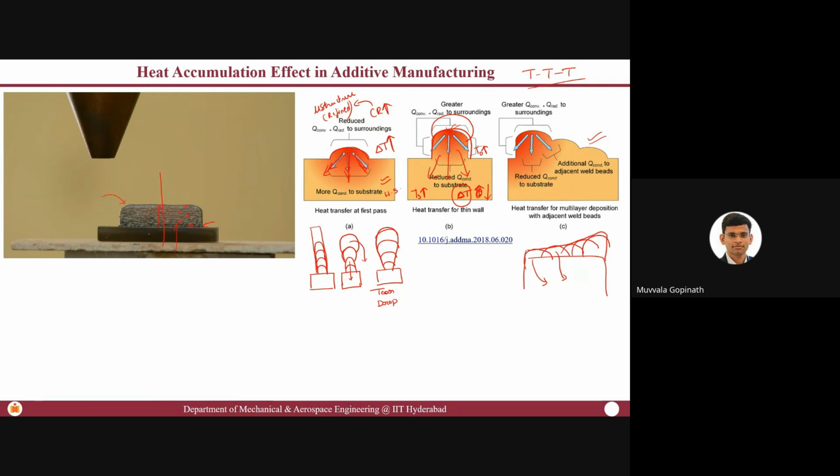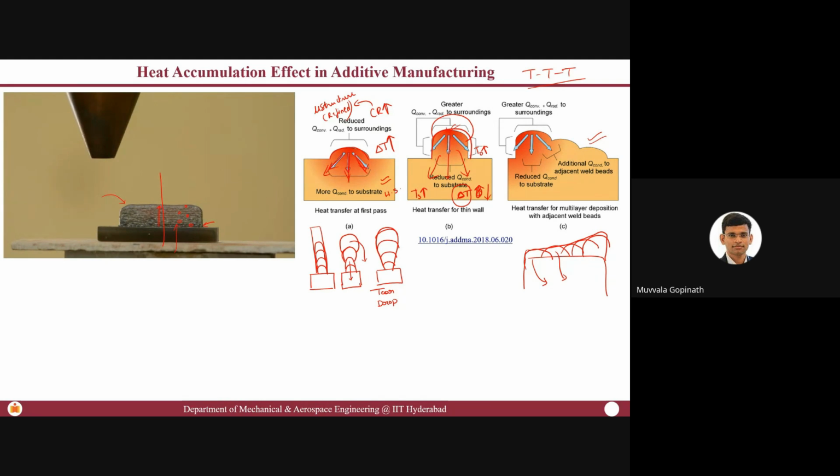Now, one way of resolving it is, after each pass or after each track, wait for some time, which we call interpass delay. Technically, give an interpass delay, and during that interpass delay, your substrate will cool down. It will come to the initial state and you deposit the next layer. By doing so, you will be able to control it.